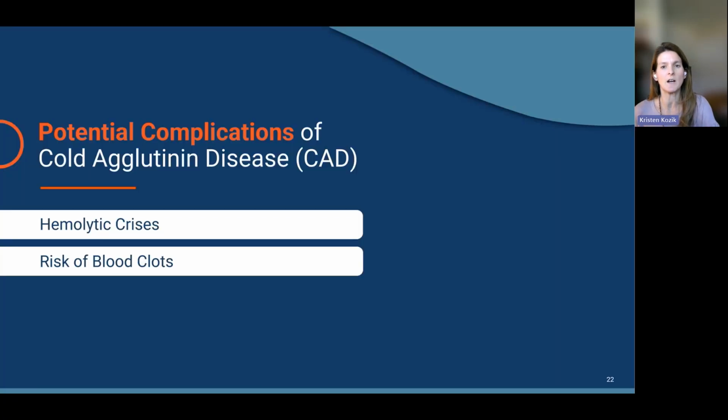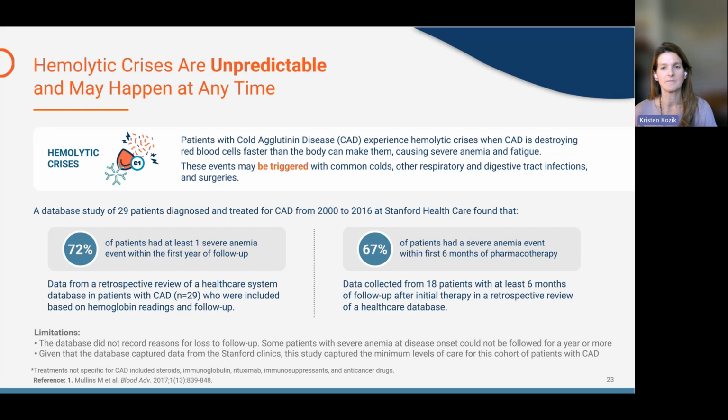Let's look at some potential complications of cold agglutinin disease. And we're going to focus on two areas, hemolytic crisis and the risk of blood clots. Now, because people with cold agglutinin disease experience continuous complement activation and constant hemolysis, they're at risk for hemolytic crises. So, a hemolytic crisis happens when CAD destroys red blood cells faster than the body can make them. This causes severe anemia and fatigue.